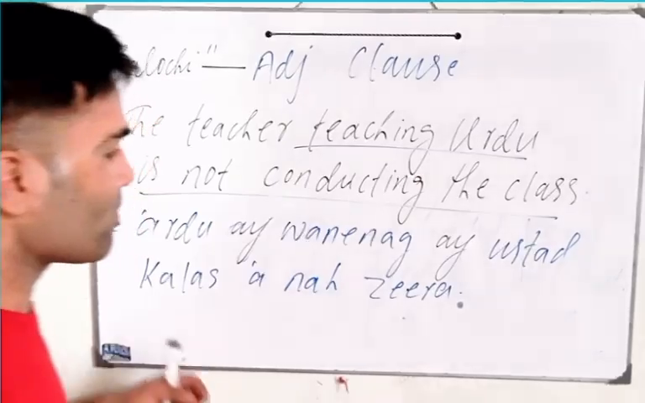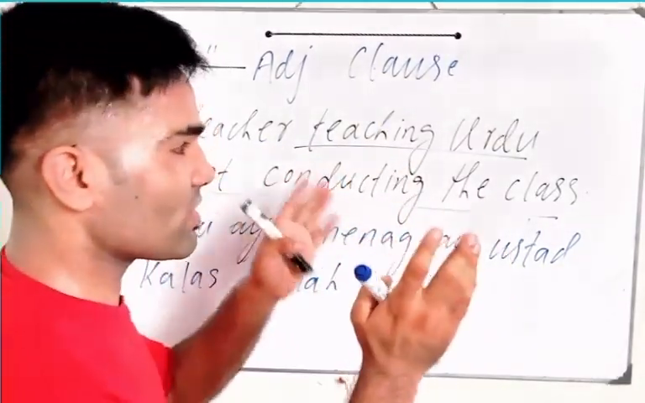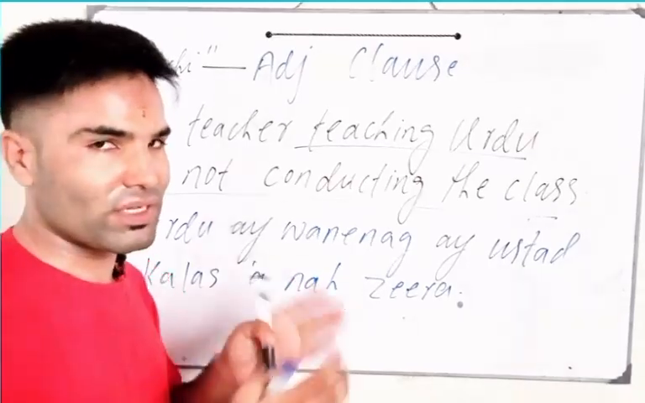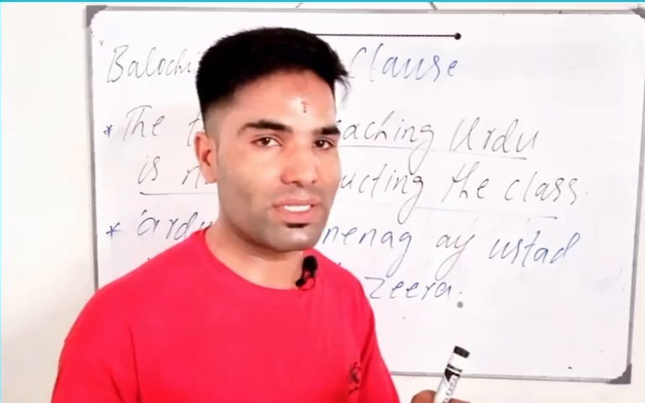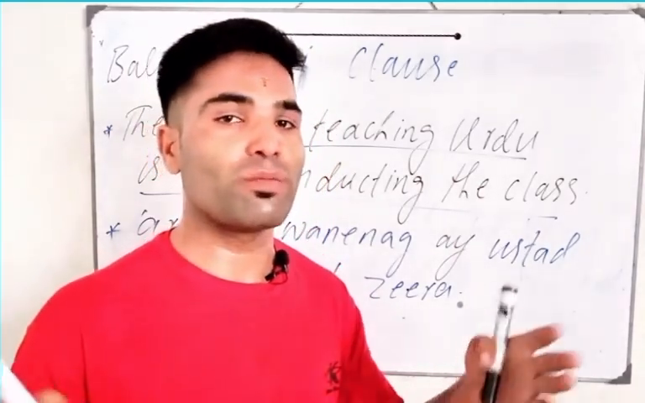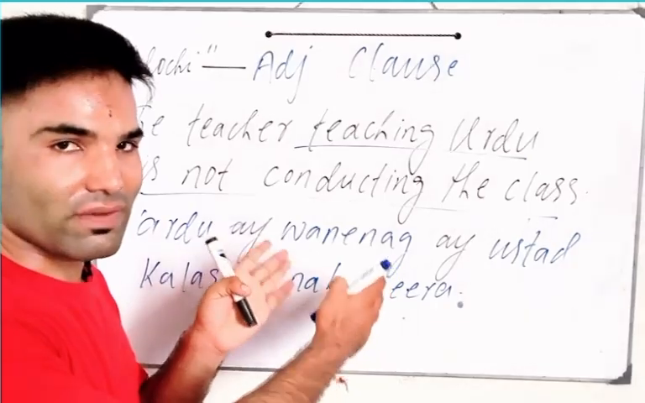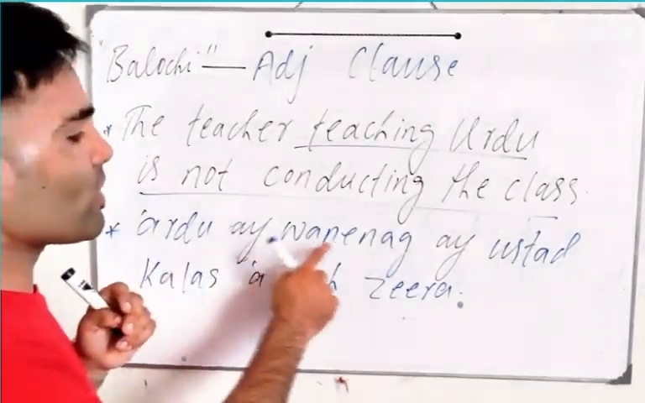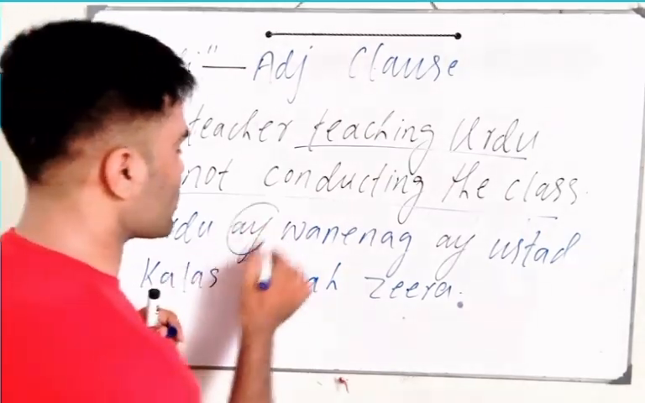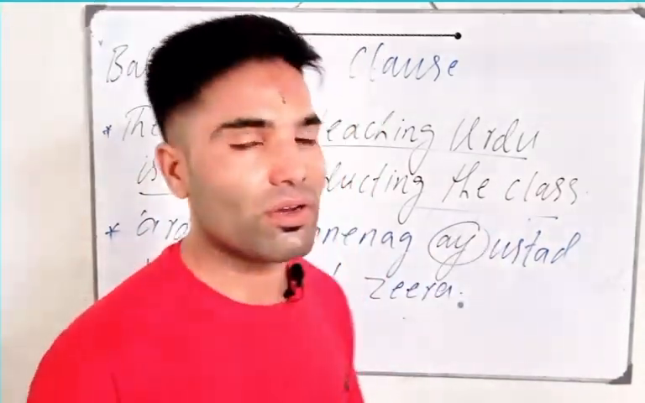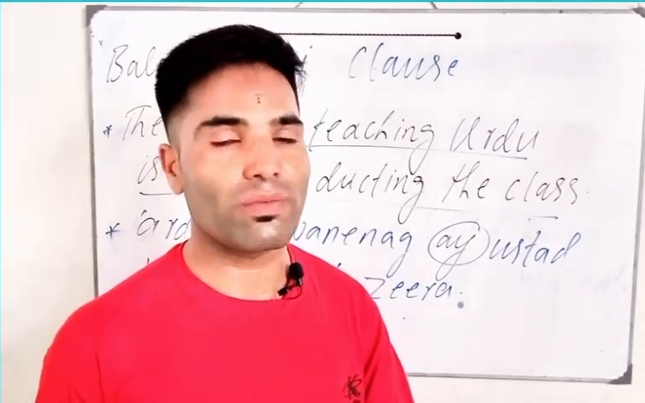Okay, the teacher teaching Urdu is not conducting the class. This is the form which is very fluent in English, but it is going to be very difficult in Balochi language, and it becomes very complex and lengthy instead of short. You would see too many glottal stops in this reduced form. Okay, Urdu e wani nage start classa naziri. So here there are two glottal stops. In the adjective clause we had just one glottal stop, but in the reduced form we had two.